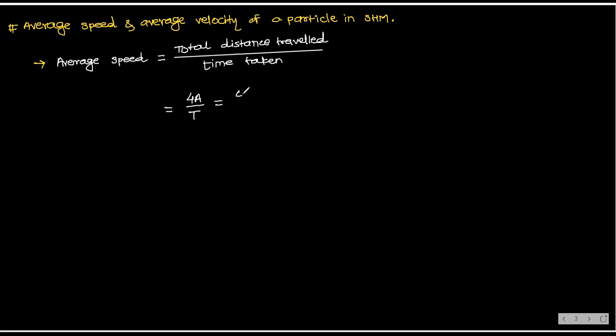Okay. Now this T value is what? 2 pi by omega. This is what T value. So this omega will go up. So what we are getting? See, 4a omega by 2 pi. And this 2 and this 2 will get cancelled. So what is the average speed? V average is equal to 2a omega by pi.